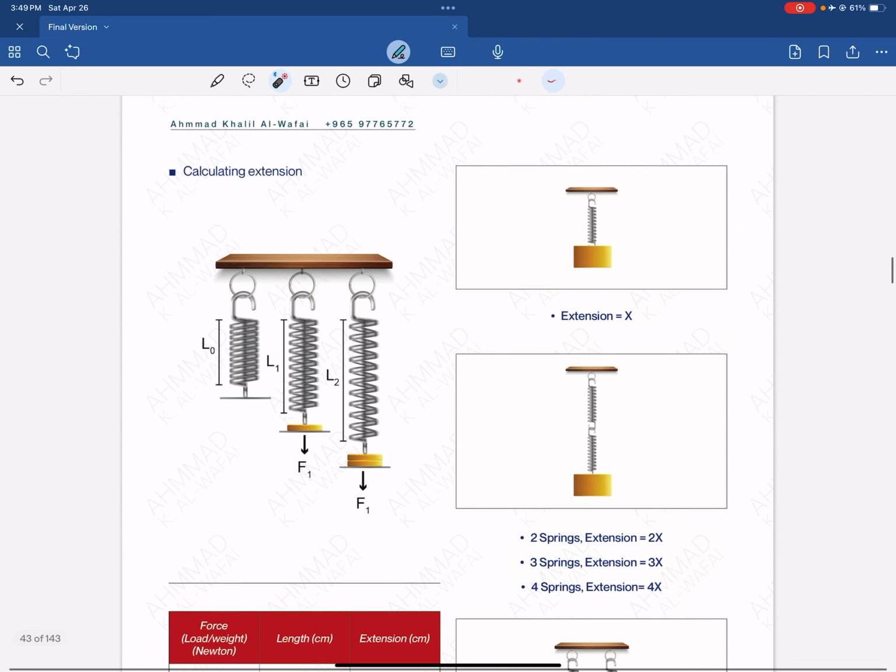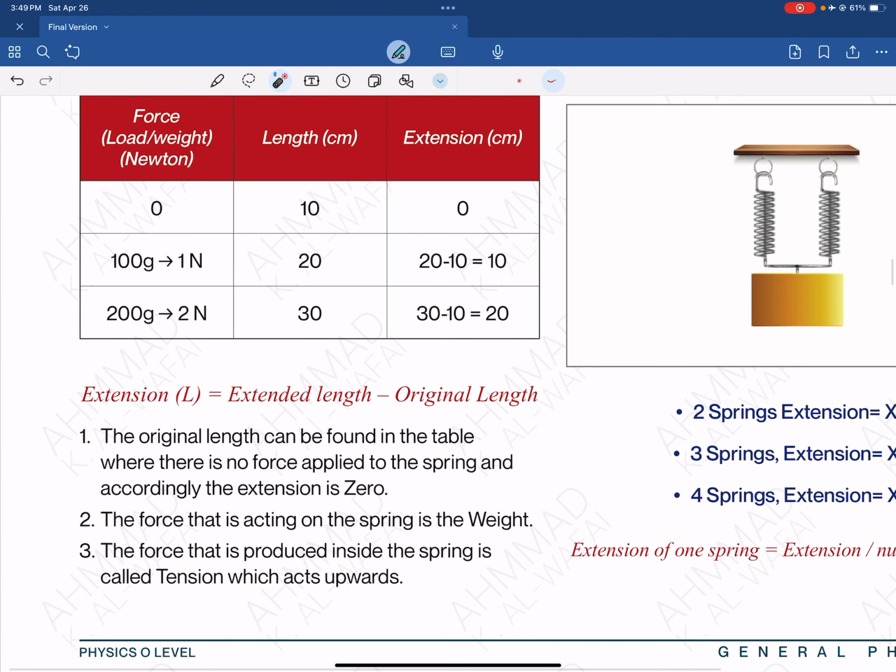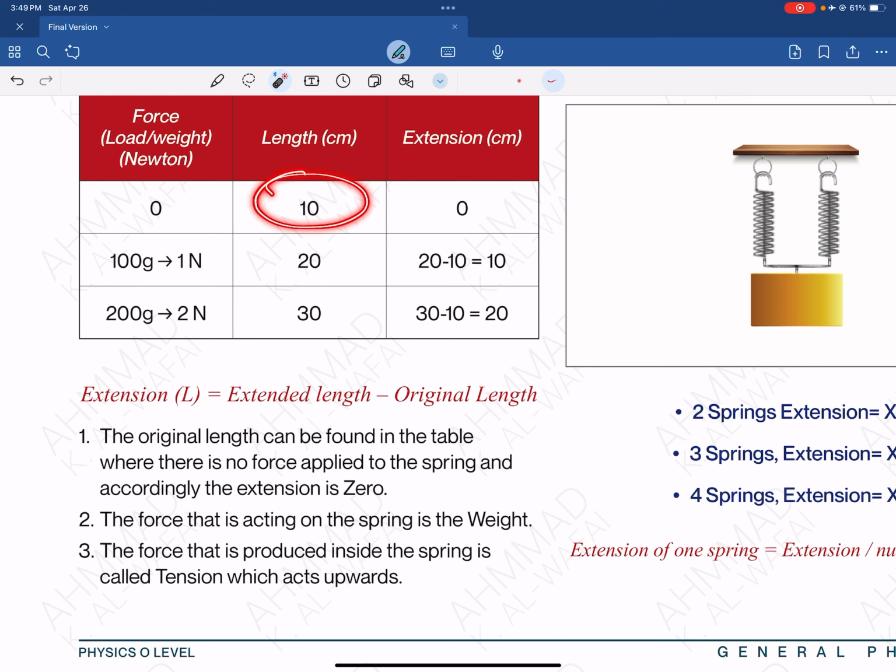Excellent. Now we move to this table they always give. To understand this table, sometimes they don't tell you what the original length is. So you have to understand that the original length is where the force was 0, before extension even started. So you could get the original length, and then the extension, from knowing that fact.